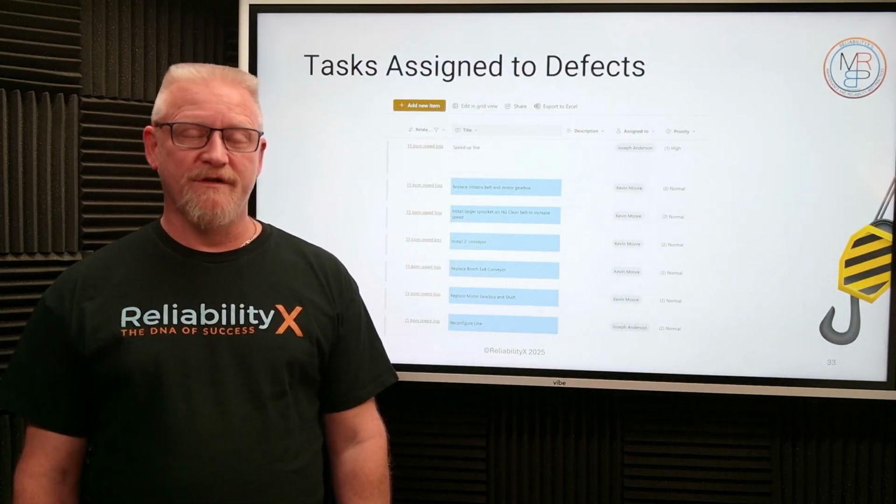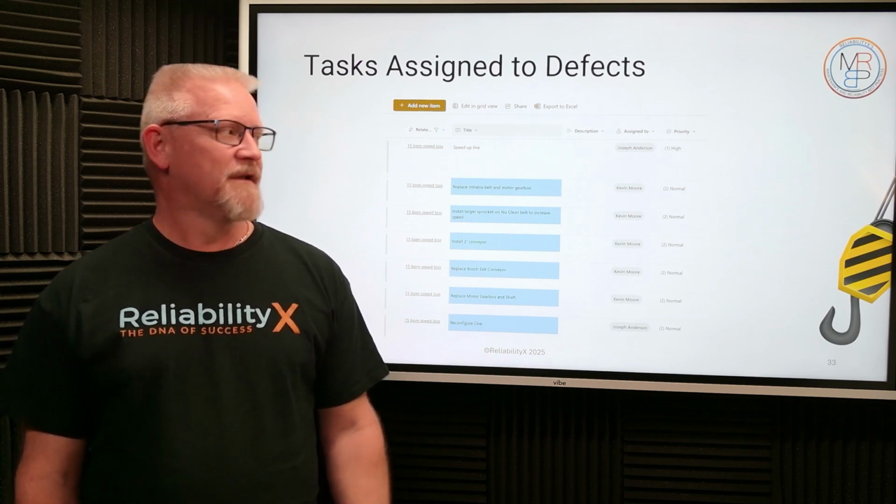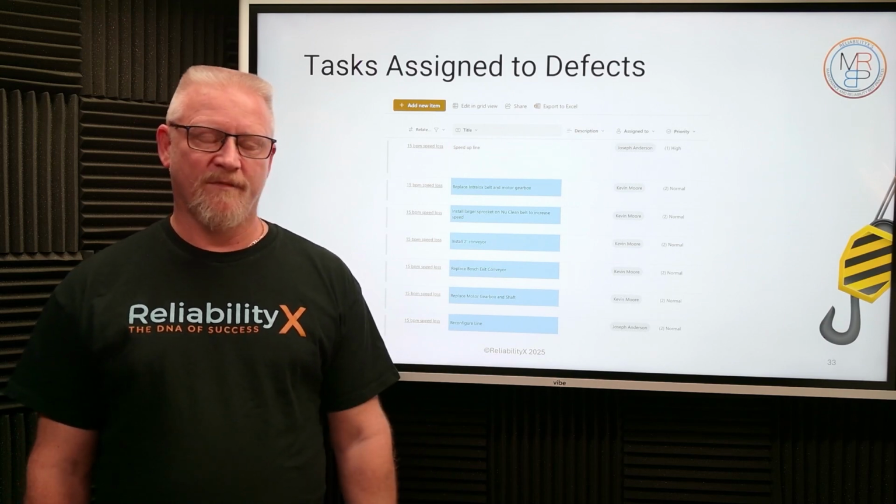Awesome. Defect elimination. A huge proponent of this. This is exactly what your operation needs to become more reliable. Go identify and eliminate defects, and you will improve plant capacity.